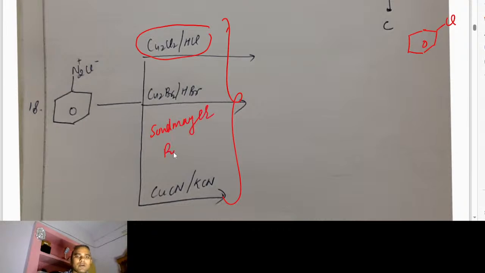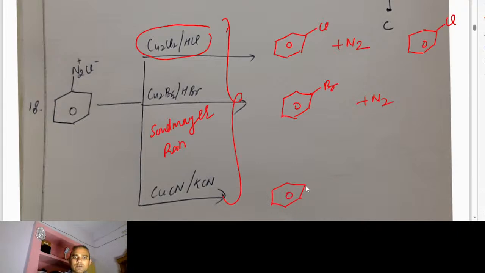In the Sandmeyer reaction, the halogen is going to be substituted. So here it will be Cl plus N2 will be out. In case of HBr, it will be Br plus N2, and in the last one it will be CN. So benzonitrile will form, plus N2. So this is also a very simple reaction, right?